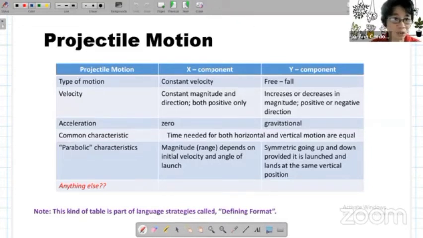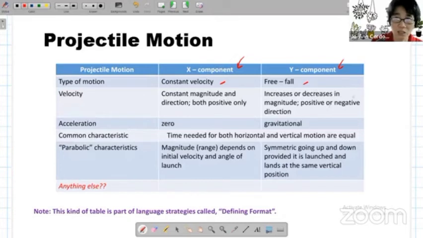This is projectile motion, and in the case of projectile motion, we have already mentioned, and you can actually do this summary table after a lecture and ask your students to do the same. Kung ano yung pagkakaiba ng x component ng projectile and yung y component ng projectile. So, yung type of motion ng projectile, it's supposed to be constant velocity along the x and free fall along the y. And then you can ask them to describe what happens to the velocity. Okay, so constant ang magnitude and direction ng x component and increases or decreases in magnitude along the y.